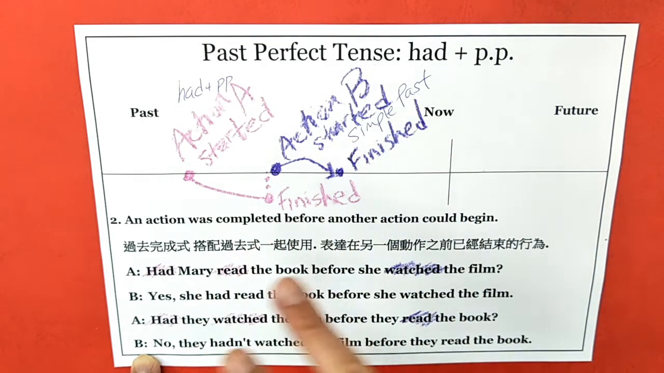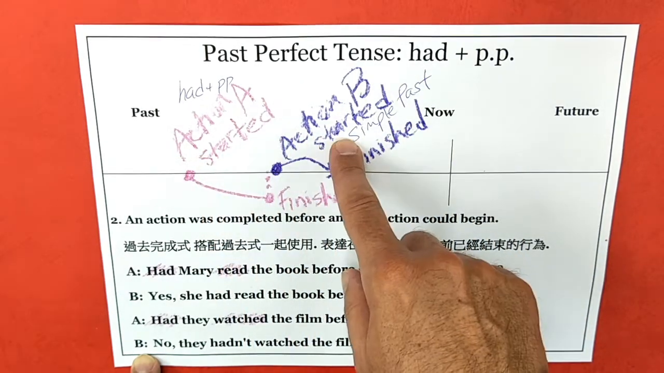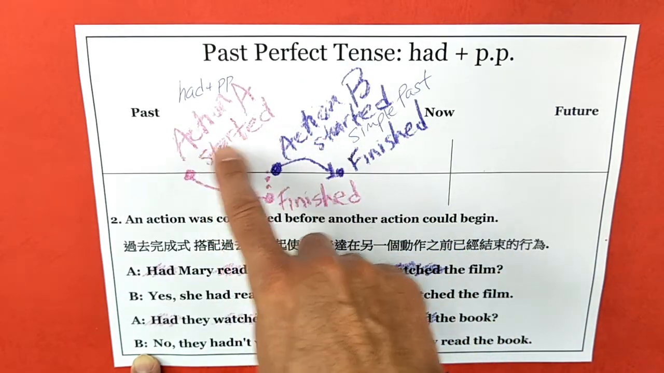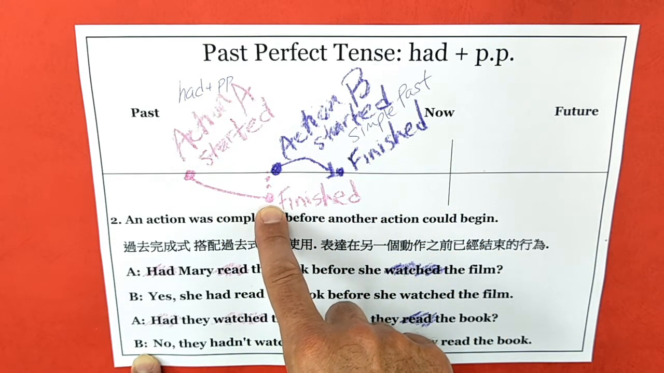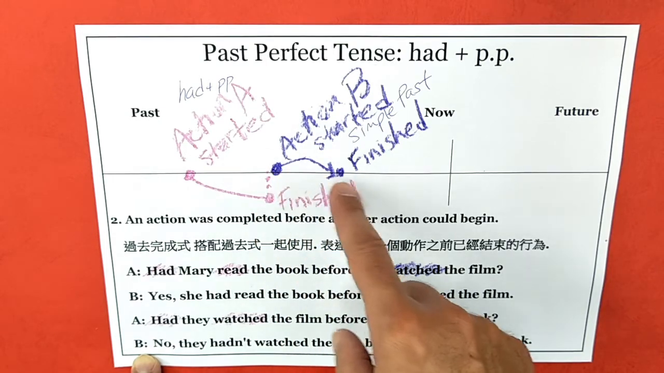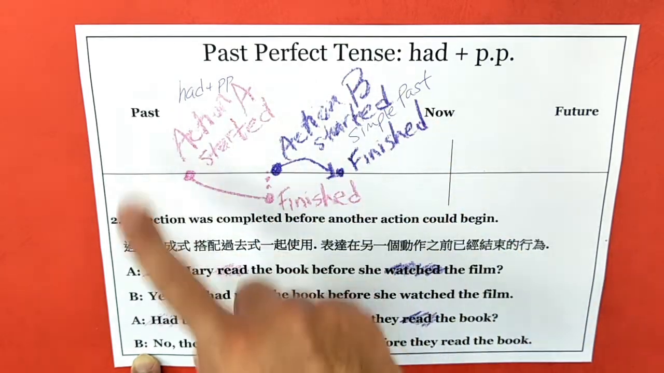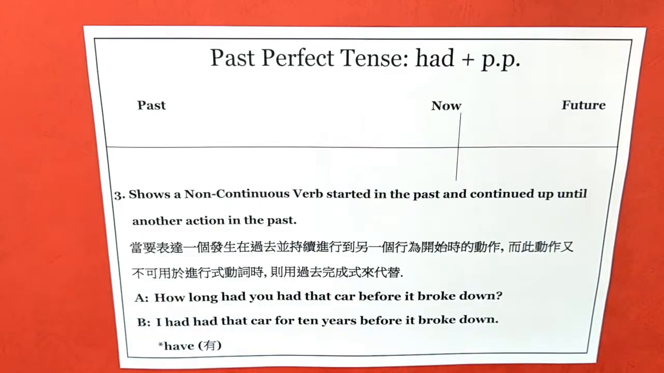Again, two things are happening. Two actions. Action A, action B. Action A started, it finished. As soon as action A finished, action B started, and then finished. All of this in the past. Okay, past perfect tense, had plus PP. Number 3. Shows a non-continuous verb started in the past and continued up until another action in the past.